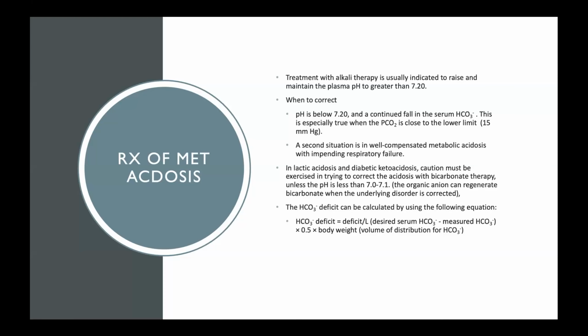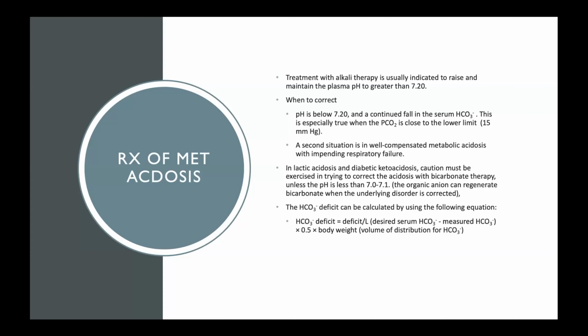The organic anion can regenerate bicarbonate when the underlying cause is corrected. If you start treating the diabetic ketoacidosis, the bicarbonate will regenerate. When you remove acid by treating the diabetic ketoacidosis, lactic acid, whatever it is, then bicarbonate will start to be retained. If you also correct with bicarbonate therapy in this situation, we will end up with alkalosis.